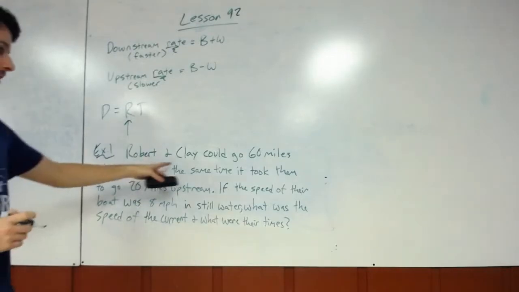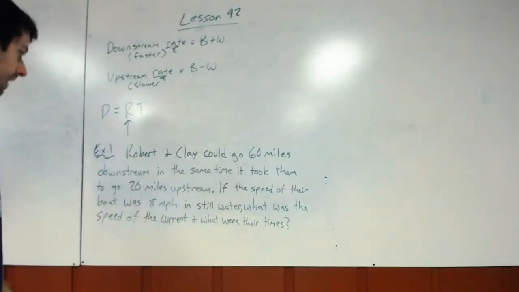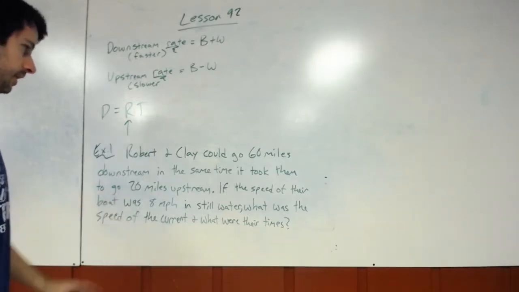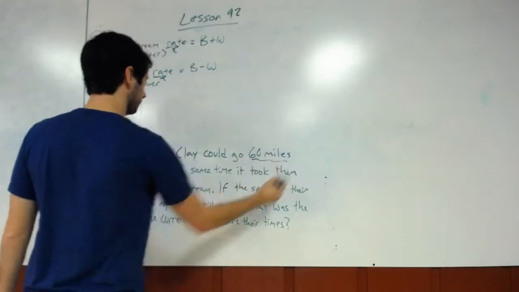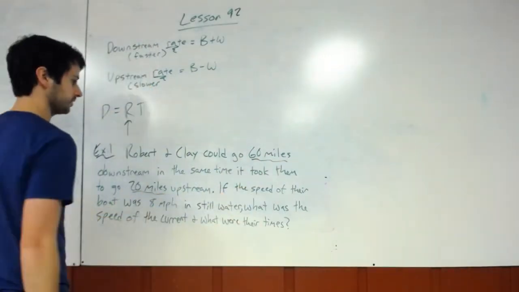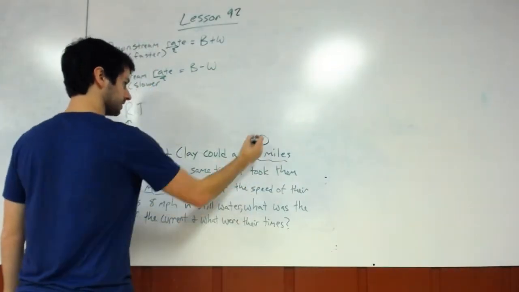Example 1 says Robert and Clay could go 60 miles downstream in the same time it took them to go 20 miles upstream. All right, let's hold it right there. We got two different equations. We got the 60 miles and the 20 miles. Those are distance.